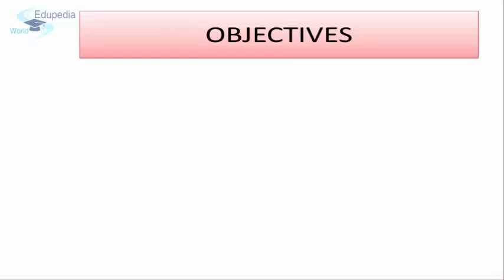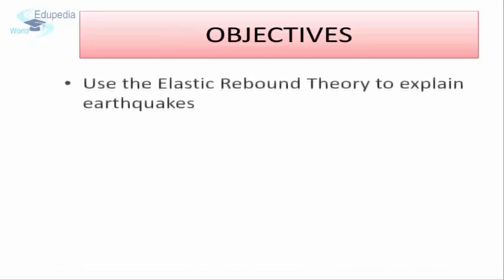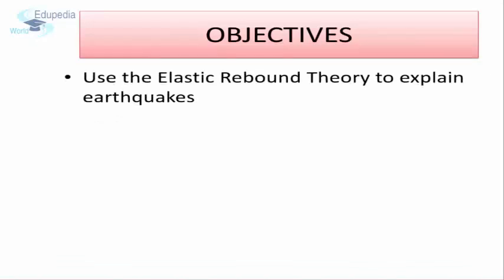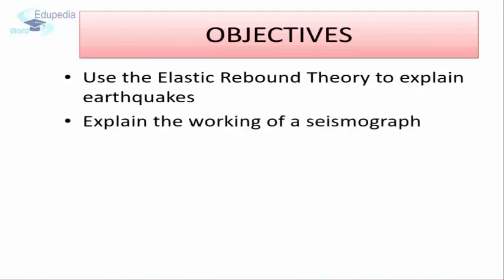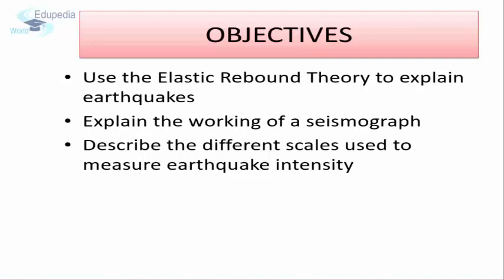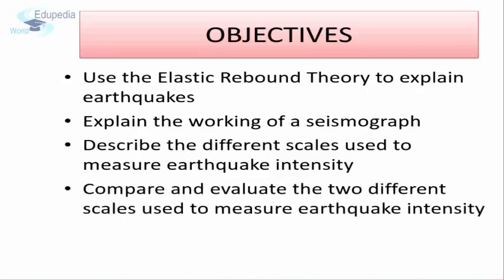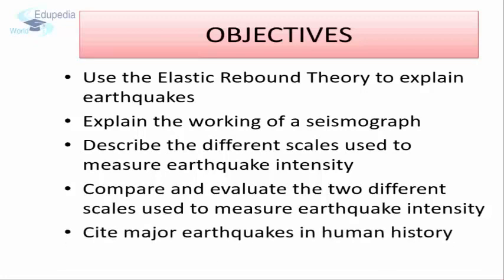In this session, we are going to try and achieve the following objectives. Use the elastic rebound theory to explain earthquakes. Explain the working of a seismograph. Describe the different scales used to measure earthquake intensity. Compare and evaluate the two different scales used to measure earthquake intensity. Cite major earthquakes in human history.